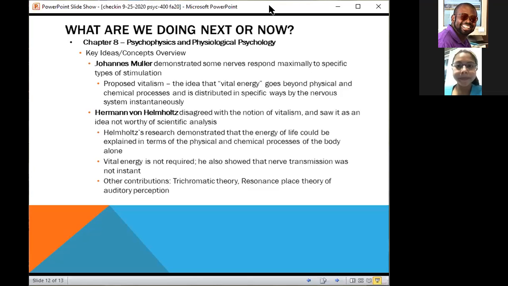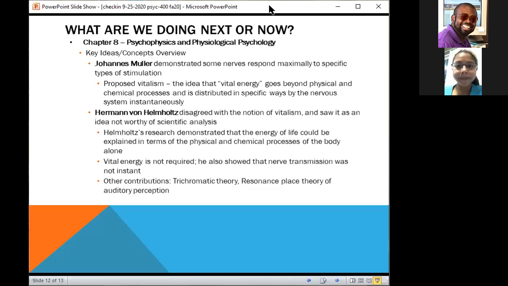The idea that there's this vital energy that goes beyond the physical and the chemical processes that exist within the body and is distributed. This vital energy is distributed in specific ways by the nervous system instantaneously within that nervous system. So we have Johann Mueller coming up with this idea of vitalism. He came up with some other ideas, which we have some support for.